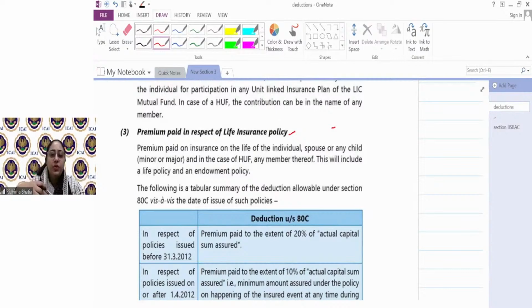What do you mean by life insurance, medical or health insurance, or general insurance? What do you mean by the meaning of these? Namika, 80C is only for individual and HUF. Okay guys, answer.